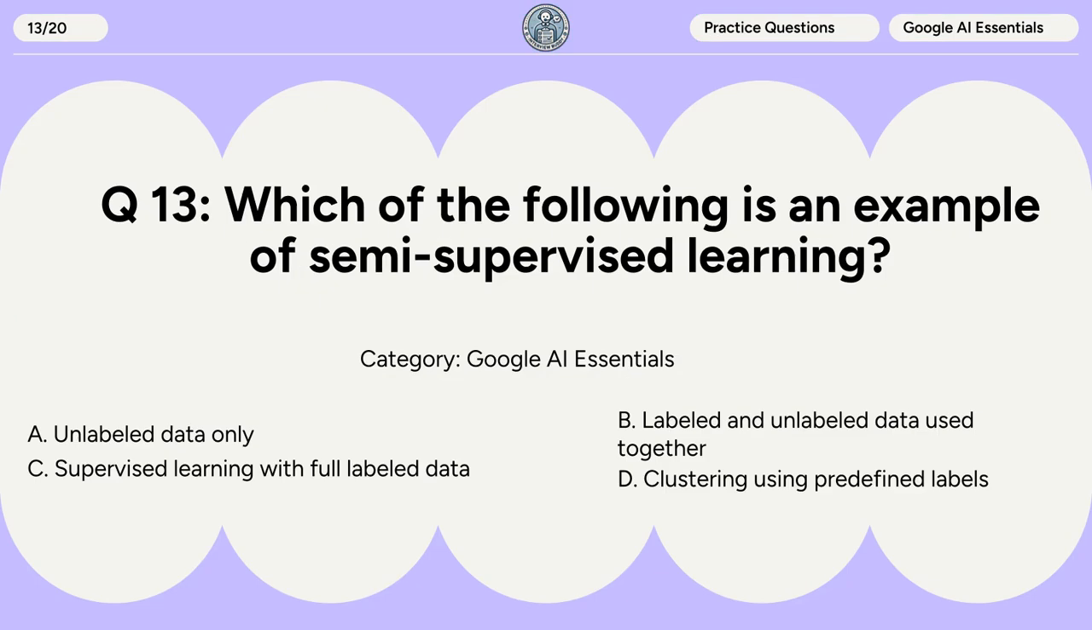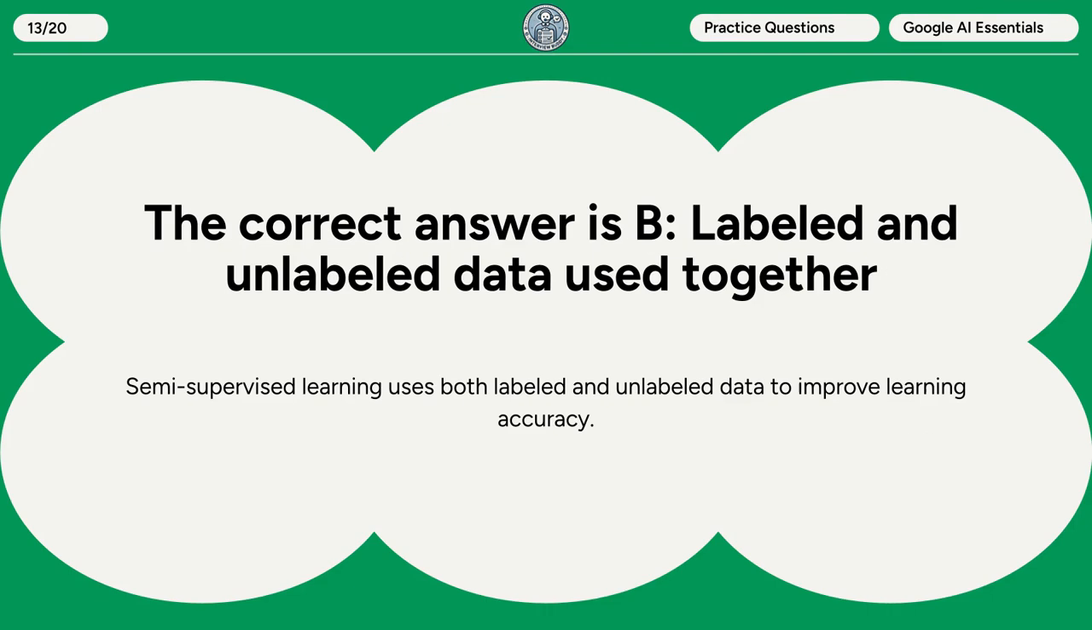Question 13. Which of the following is an example of semi-supervised learning? A. Unlabeled data only. B. Labeled and unlabeled data used together. C. Supervised learning with fully labeled data. D. Clustering using predefined labels. The correct answer is B. Labeled and unlabeled data used together. Semi-supervised learning uses both labeled and unlabeled data to improve learning accuracy.